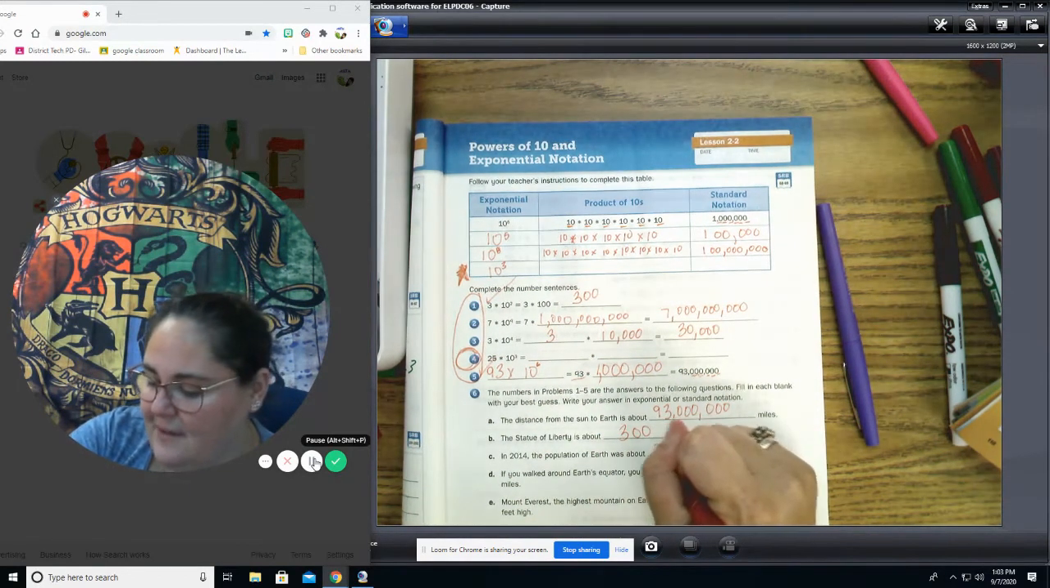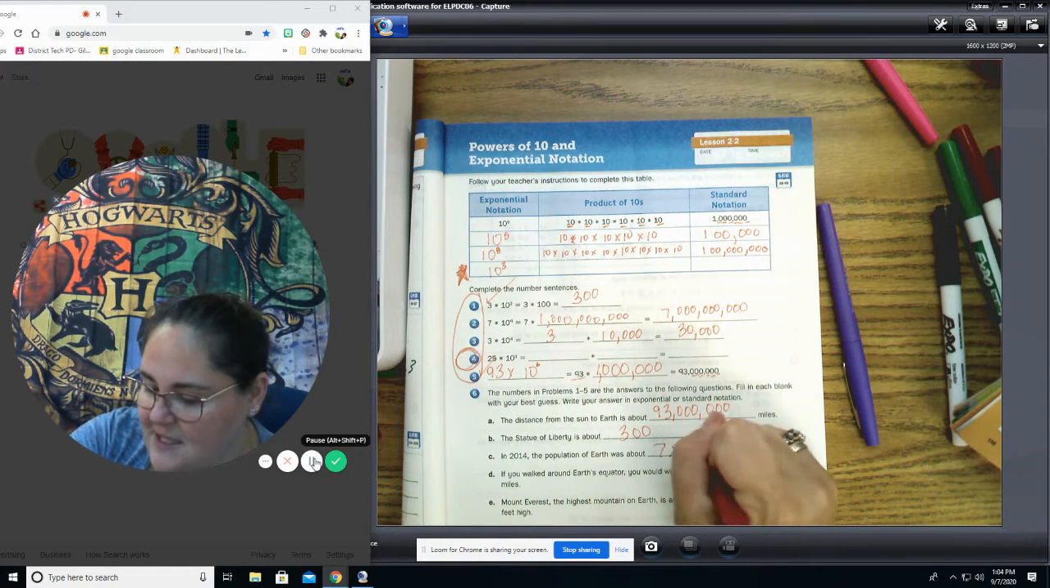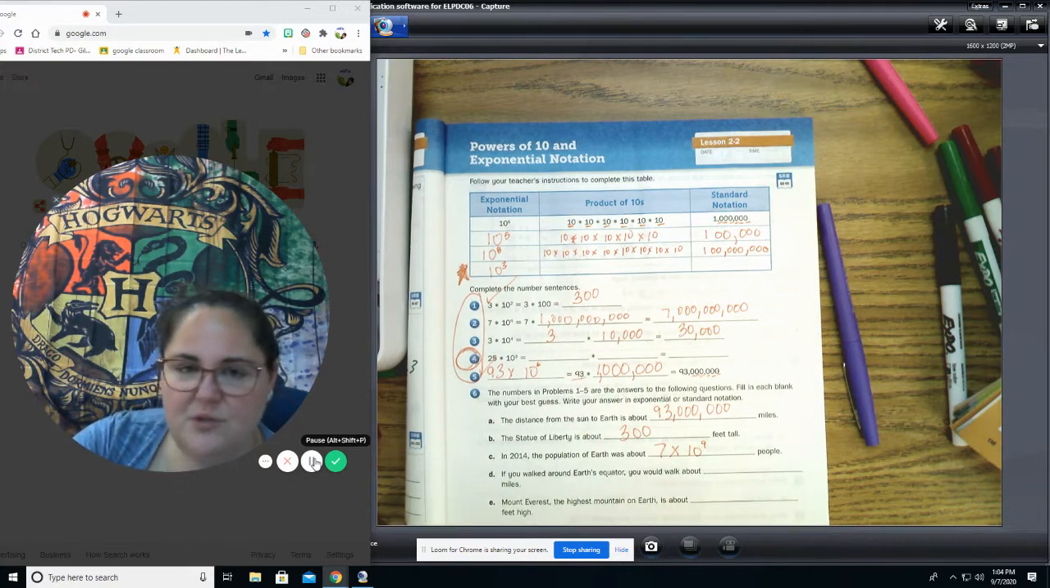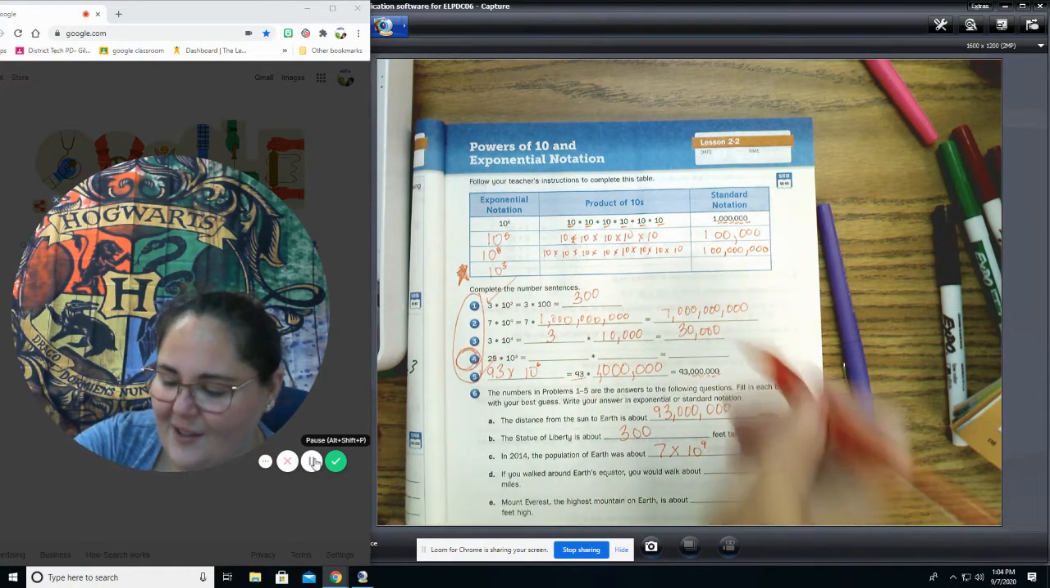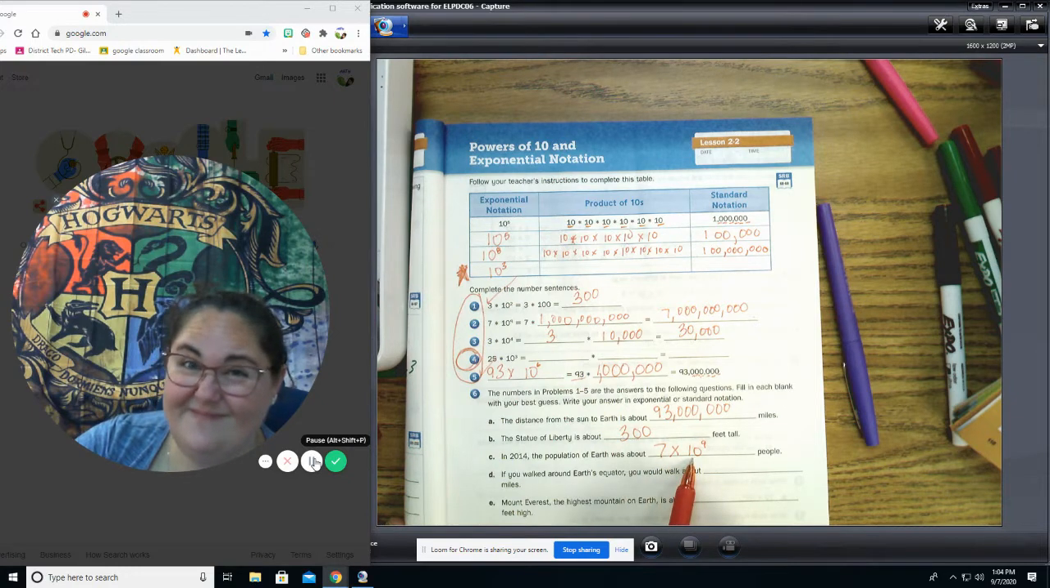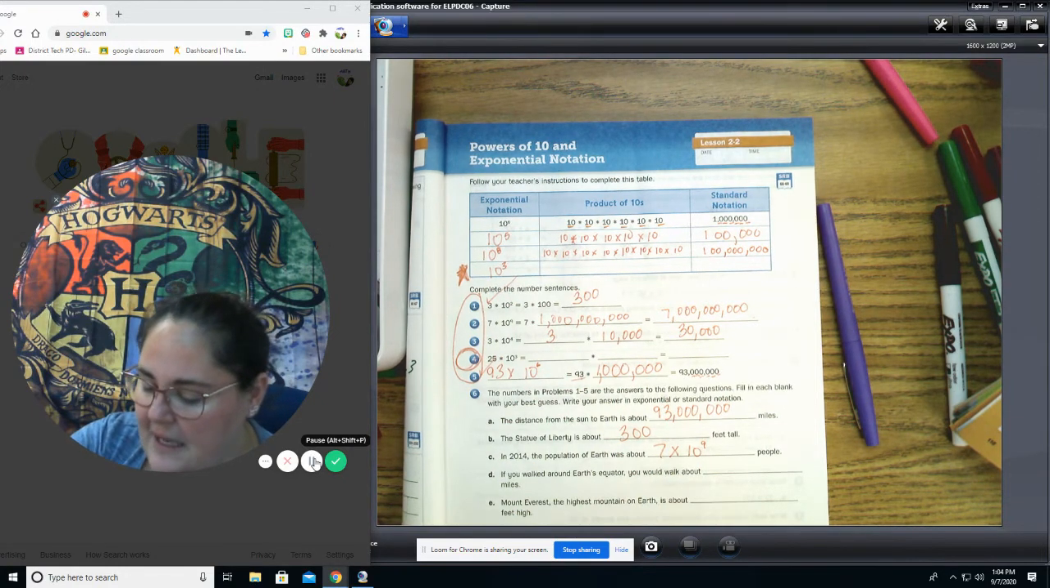7 billion. So I'm going to do 7 times 10 to the 9th. It's easier for me to write. I don't have to write all those zeros. Look at the amount of room that this number took out and the amount of room that this number took out. Right? All right, if you walk around the Earth's equator, you would walk about how many miles?